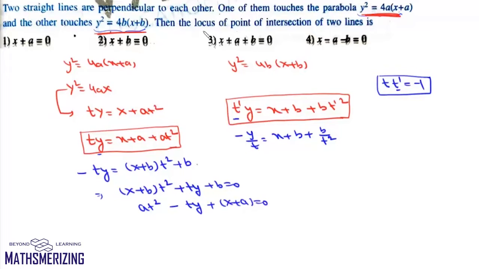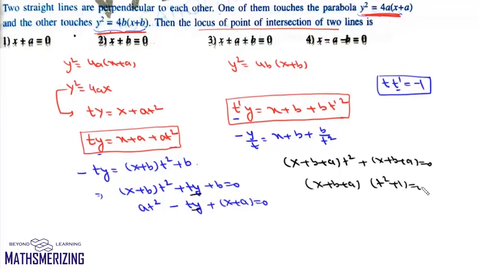Now we need to find the locus of the point of intersection of two lines. So suppose this x and y is the point of intersection. I need the answer in terms of x and y, so I'll just need to eliminate this t. So we'll add the two equations. We'll get (x plus b plus a) into t square plus (x plus b plus a) equals 0. So I'll take x plus b plus a common, and then it is t square plus 1 equals 0. So the condition should be x plus b plus a equals 0. So the locus of this point of intersection of two lines should be x plus b plus a equals 0, and that's your option number 3.